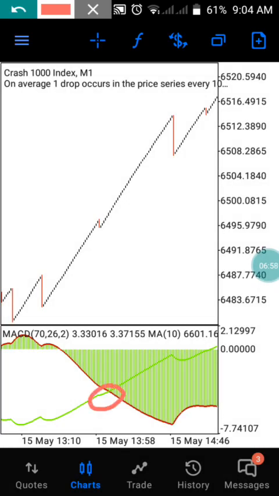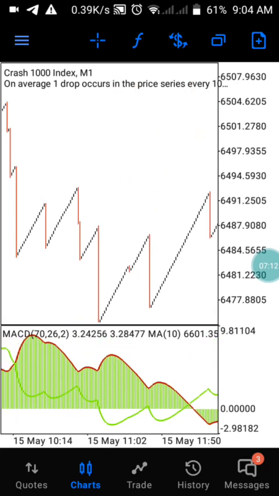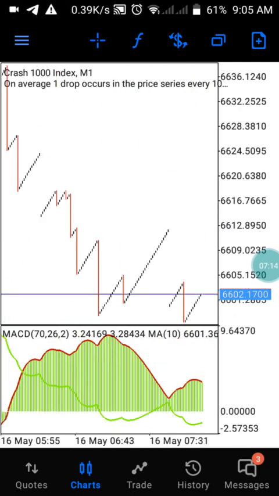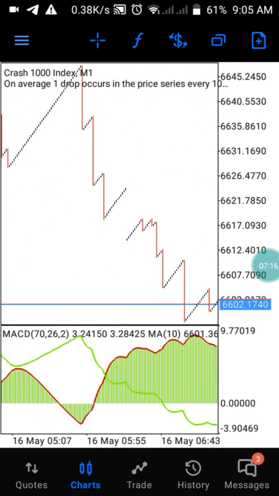You see, when they cross each other, you find your entry around there, and you exit your market at this area, because the moving average is going out of the down histograph. So that is exactly how it works. So this strategy is what you can use to trade successfully on Crash 1000 without being affected by any spike, or by taking a spike on a consistent basis.